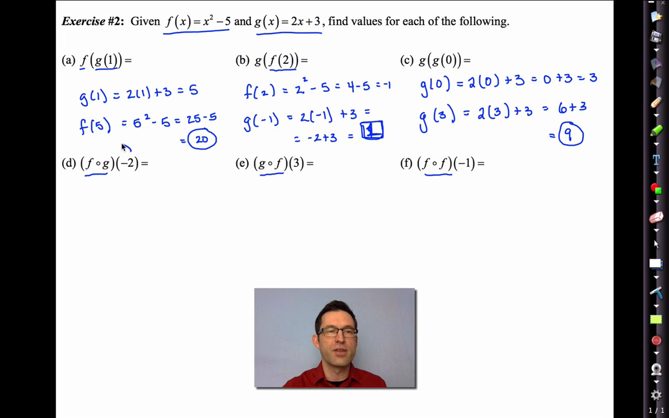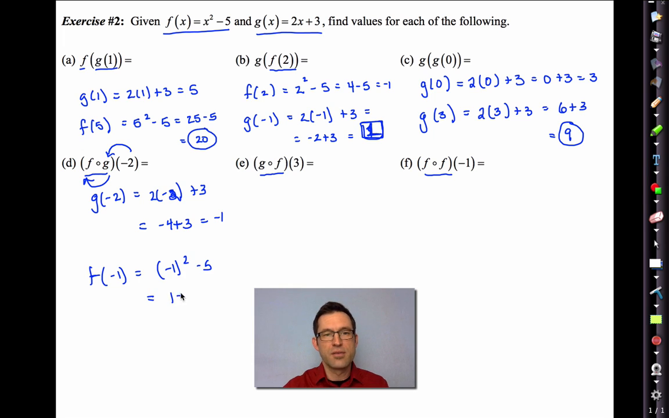And this is pure convention. The negative 2 goes into this one first. So g of negative 2, 2 times negative 2 plus 3. 2 times negative 2 is negative 4, plus 3 is negative 1. So that negative 1 now has to be fed into f. So f of negative 1 is going to be negative 1 squared minus 5. Gives me 1 minus 5. Gives me negative 4. All right.